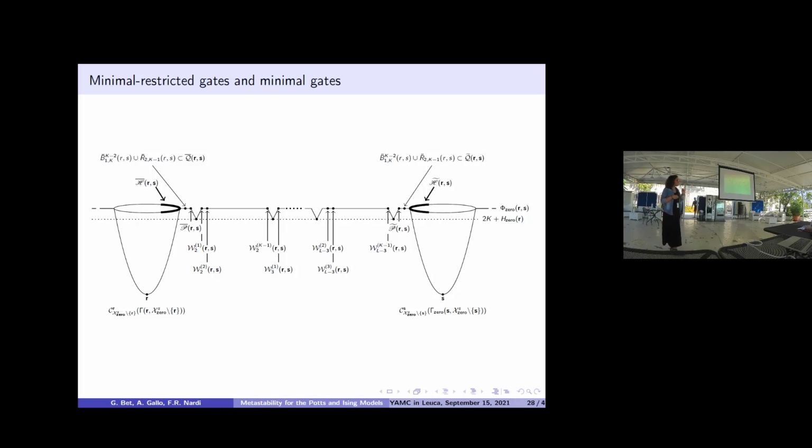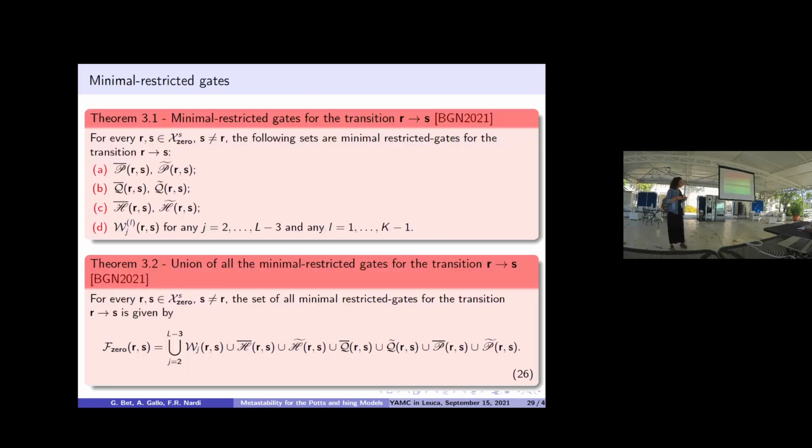And I recall that the sets with tilde have the same geometrical definition of the sets with a bar, with the only difference that the roles of the spins R and S are interchanged. And this is possible because the model is symmetric on the grid graph lambda. All the sets that I have just introduced complete the description of the union of all the minimal restricted gates for the transition from a stable state R to another stable state S.